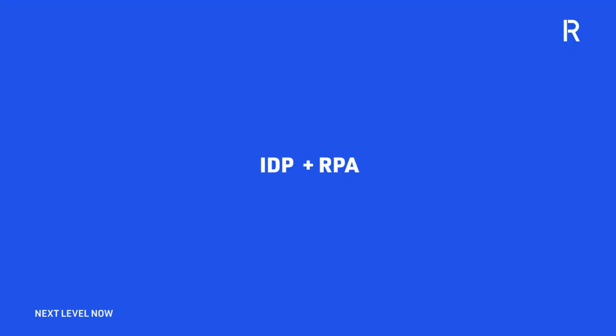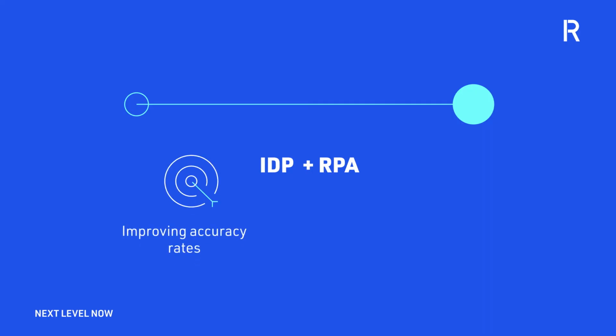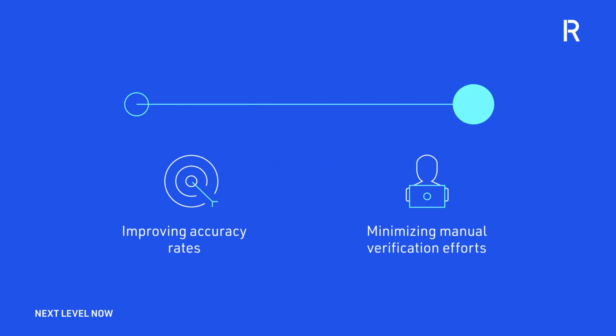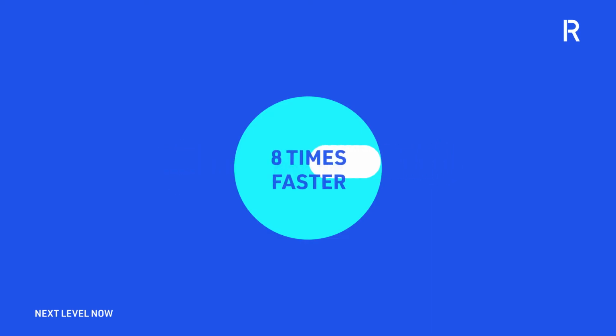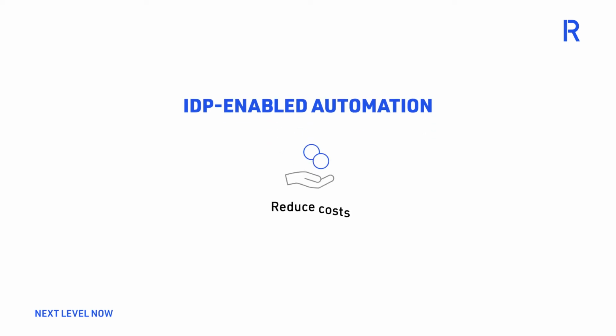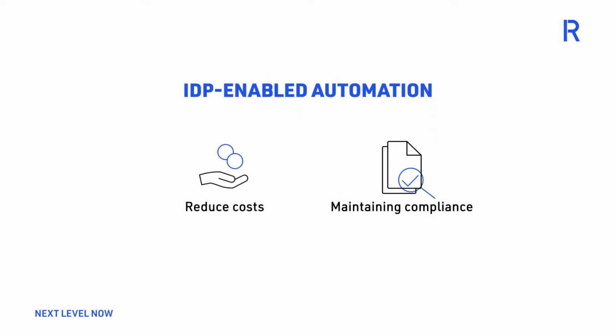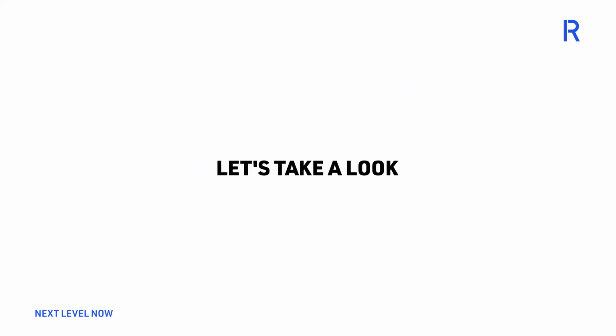By leveraging IDP and RPA technologies, this process can be automated end-to-end, dramatically improving accuracy rates and minimizing manual verification efforts. With IDP-enabled automation, Reboyo is able to speed up prescription processing 8 times the human baseline. By automating this high-volume process with IDP, online retailers can reduce costs while maintaining or exceeding their compliance requirements. Now let's take a look at the automation.